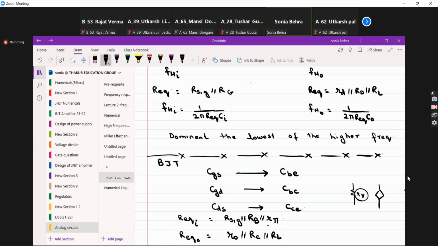बाकी फॉर्मूला वो मिलर कैपेसिटेंस का सेम ही रहेगा, जो फीडबैक कैपेसिटेंस है यहाँ पे CBC हो गया है, और फीडबैक कैपेसिटेंस को एज आई टोल्ड यू, यू कैन ऑल्सो कॉल इट एज C mu. You can call this as C mu and you can call this as C pi. Clear with this part?